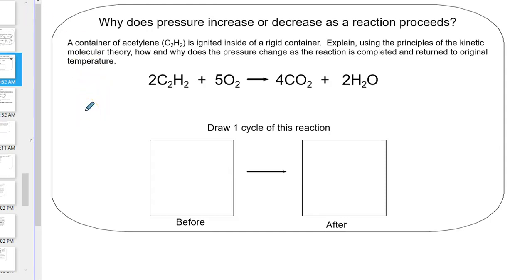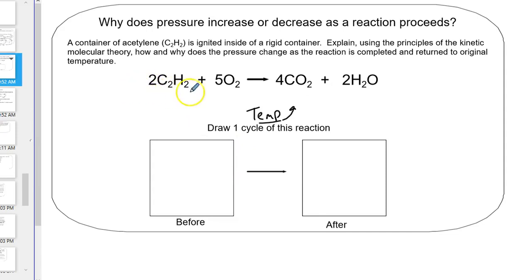So why does pressure increase or decrease as a reaction proceeds? This is kind of an important concept that they ask quite frequently, actually. When you draw this thing, let's say we go 1 cycle through this process. Now they're going to typically say a caveat that assumes the temperature remains the same or goes back to the same, because obviously raising your temperature is going to cause particles to travel faster, which therefore causes an increased pressure.